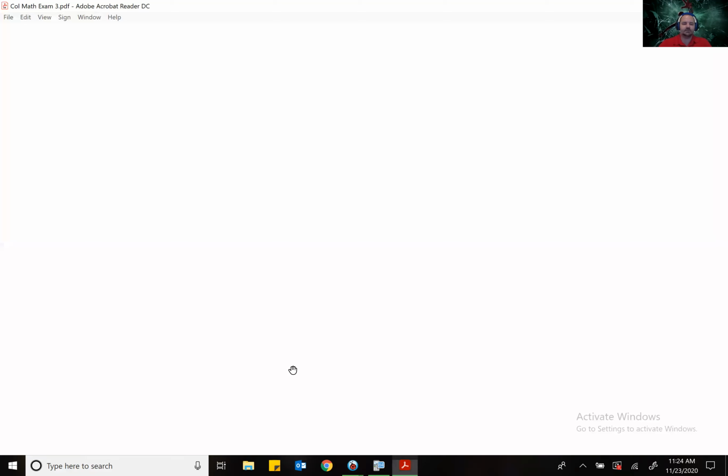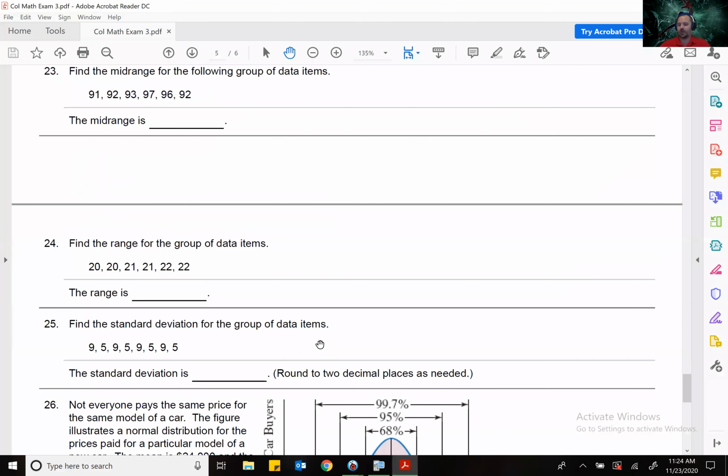Next one says, find the range. In order to find the range, all you do is you take the highest number minus the lowest number. So the cool thing is they already got everything in order for us. So our highest number is 22 minus our smallest number, which is 20. And that gives us 2. There's the range.